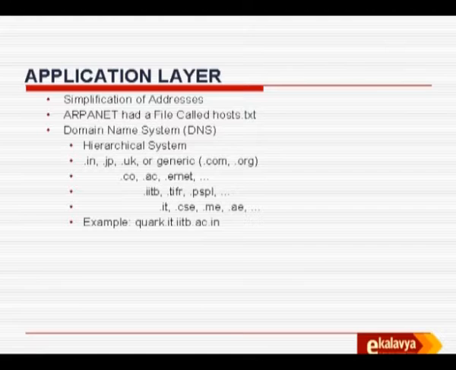The next level could be, say, CO for company, AC for academic, ERNet for educational research network. A level below that could be IIT Bombay, TIFR, Persistent Systems. Below IIT Bombay could be IT, CSE, mechanical, AE, etc. So quark.it.iitb.ac.in is the name of a server. It's a host machine which is located in IT, which is located in IITB, which is located in the academic subnetwork of Indian Net.